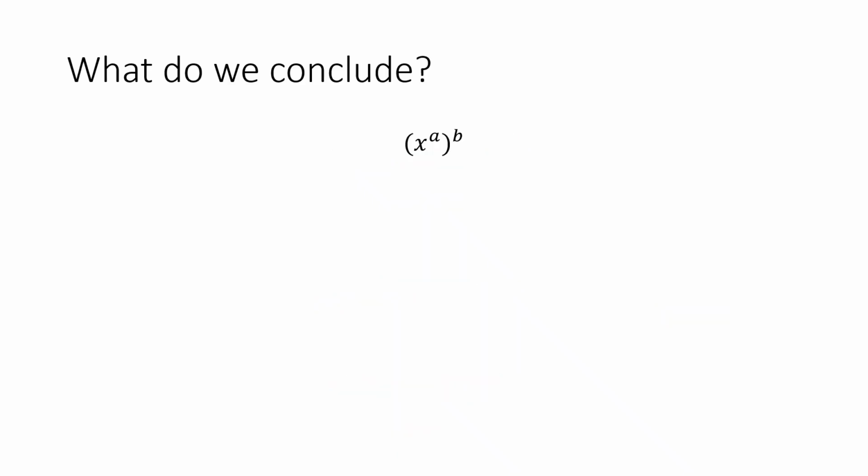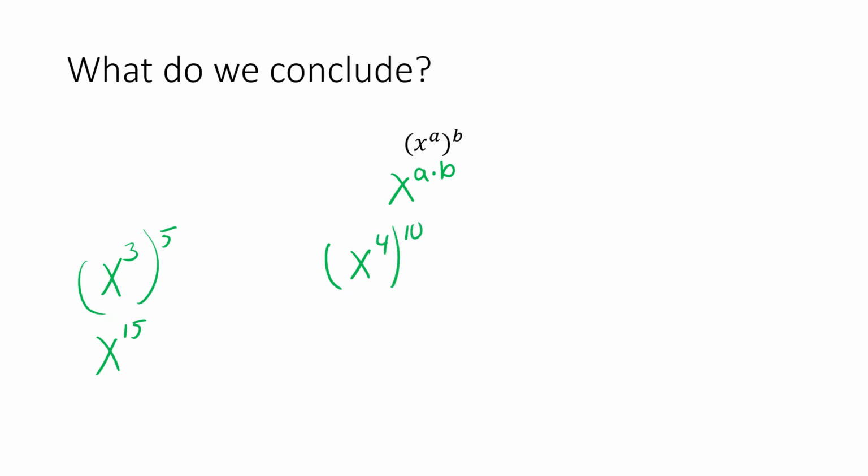So what do we conclude? If we are raising a power to a power, we will multiply the exponents. And so if I had x to the third raised to the fifth, I know that will be x to the 15th. If I have, oh gosh, what am I doing here? X to the, I don't know, fourth raised to the 10th, that's going to be x to the 40th.